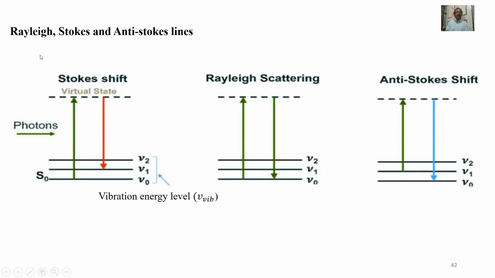And this picture represents Rayleigh, Stokes and anti-Stokes lines. And as we discussed, these are vibrational energy levels, and here we have virtual state levels. And for Rayleigh scattering, as you know, this is elastic scattering in which no energy is lost. This is for Rayleigh scattering, this is for Stokes line, and this is for anti-Stokes lines, and subsequently we will look at each picture elaborately.